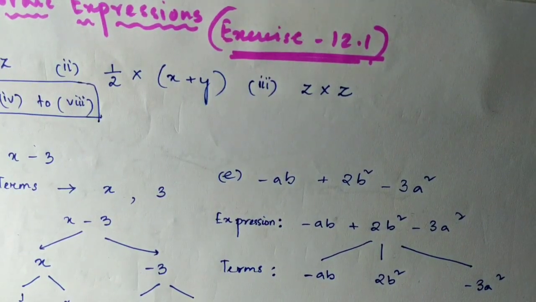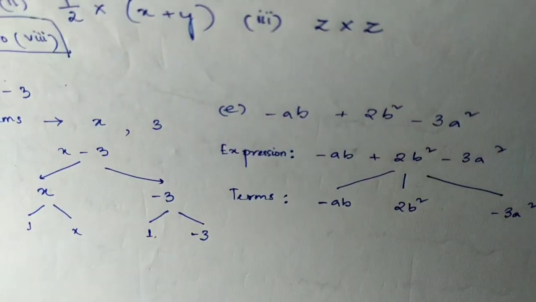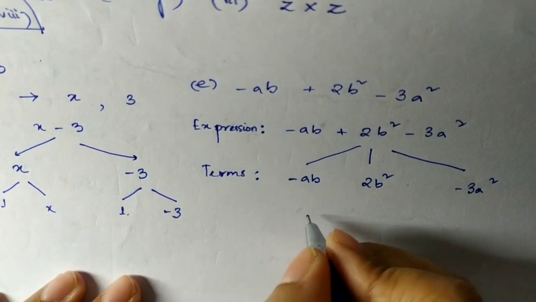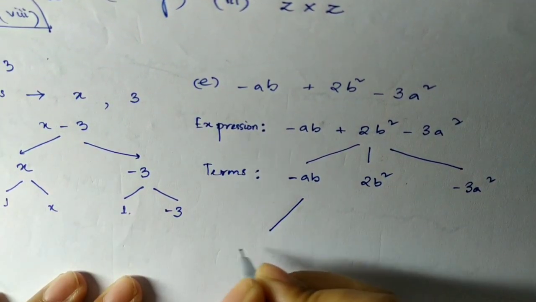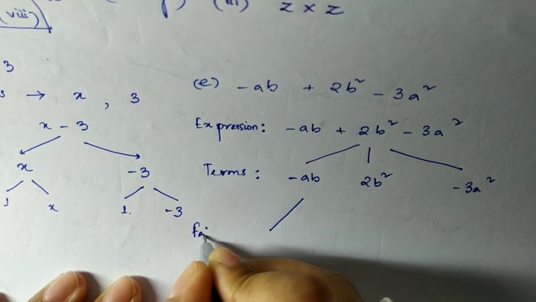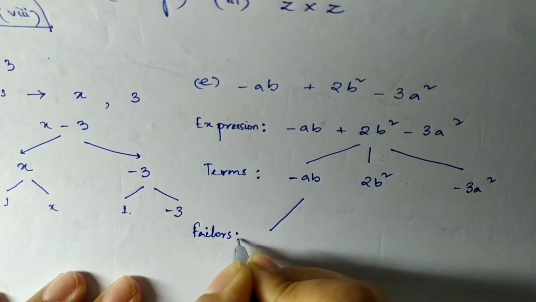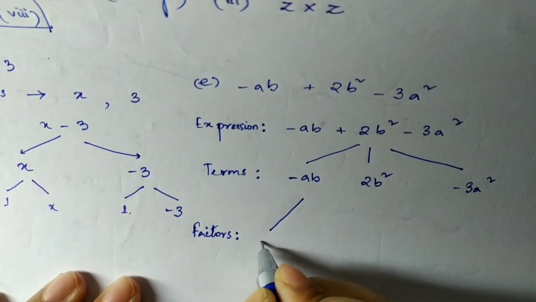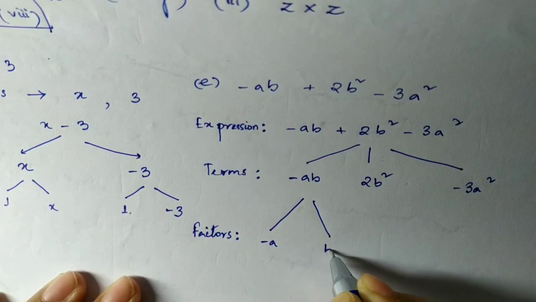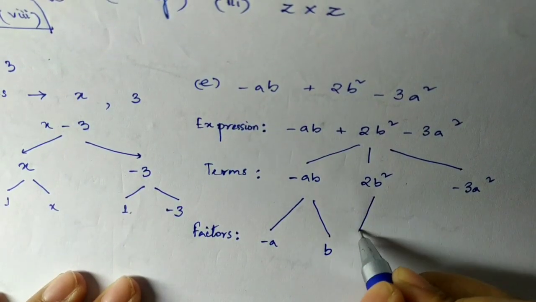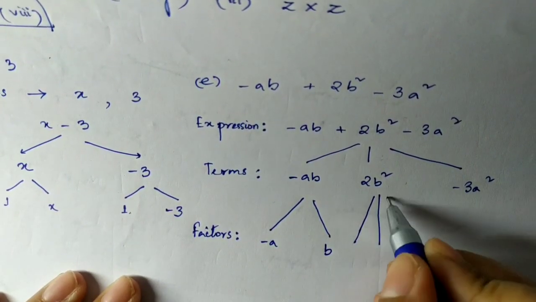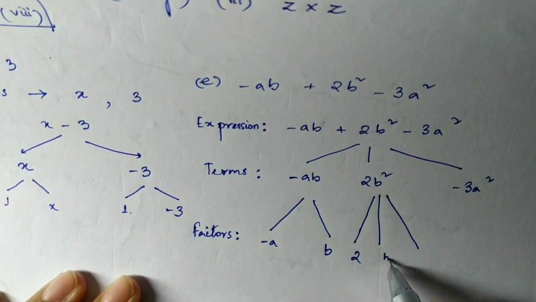Now I have to write the factor for each term. Okay, so for this one, here I'll write the factors. Okay, so for this, minus a and b are the factors. For this, the factors will be 2, b and b, right?